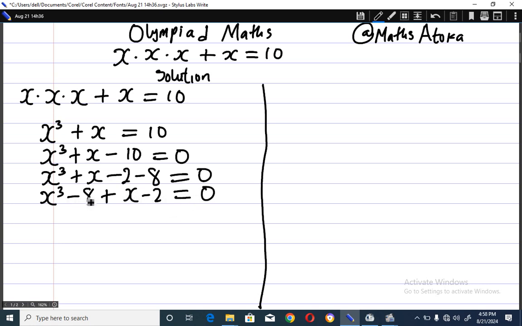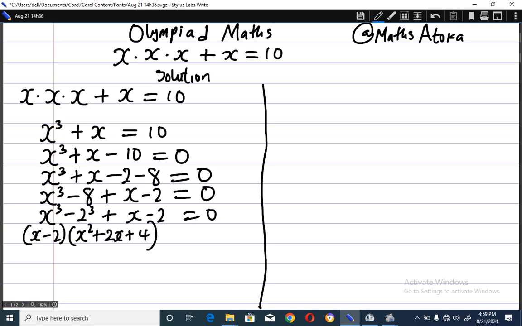Now if you look at this, I can make 8 to be 2 raised to power 3. So this is x raised to power 3 minus 2 raised to power 3, okay, then plus x minus 2 is equal to 0. So if you look at this very well, I'm going to have that this is a difference of 2 cubes, which is something like saying x minus 2, then in bracket x squared plus 2x, then plus 4. Okay, so how did I get this?